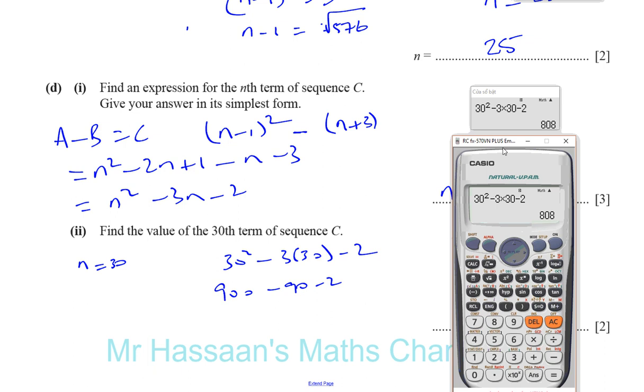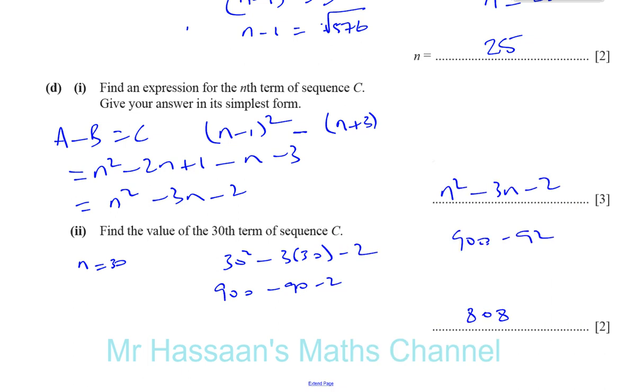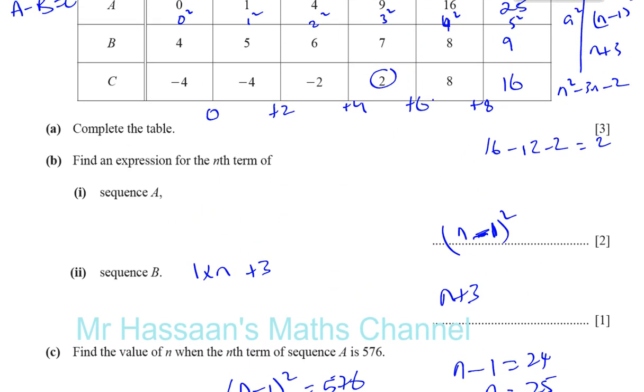Voila, 808. Yes, okay, not too bad. All right, so now I'm going to show you how to find the nth term of this sequence, if you didn't know how to work that out. So I'm going to pause the video, bring these numbers down, and then I'm going to show you.